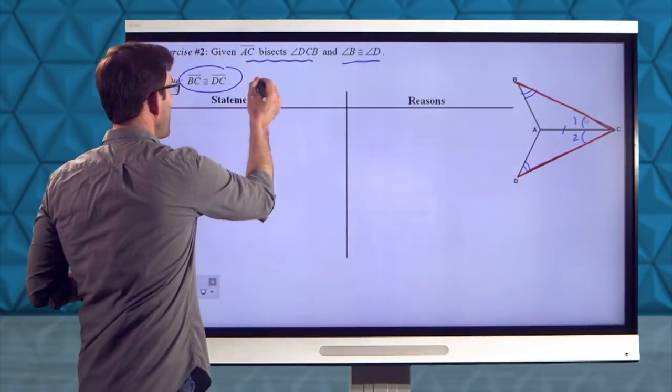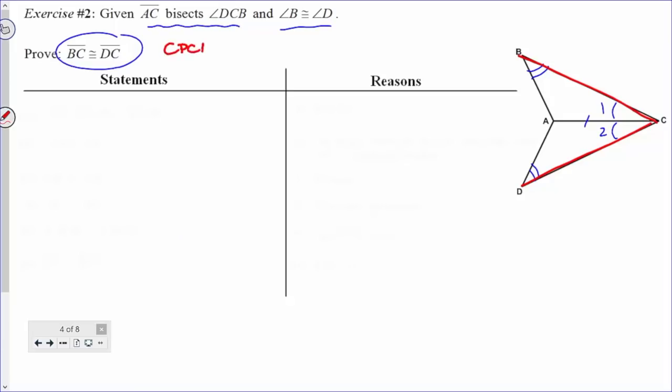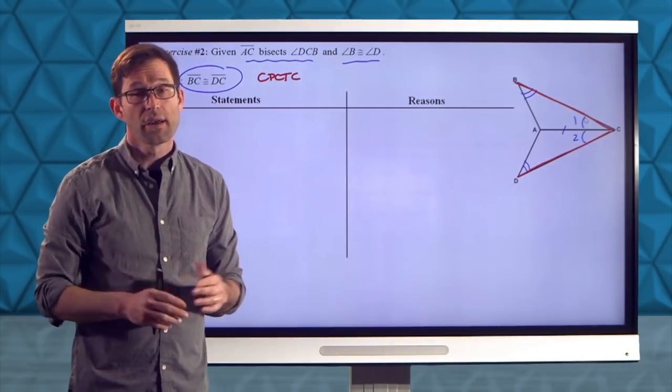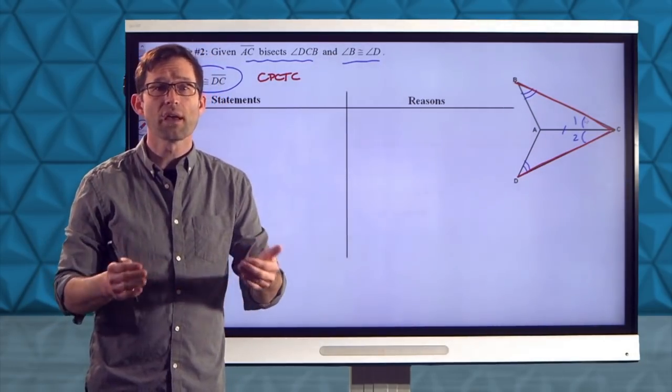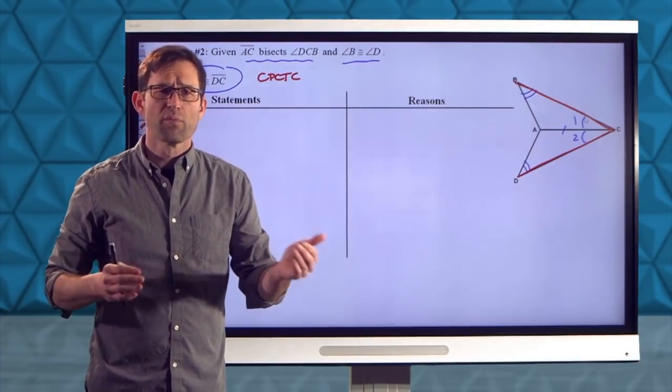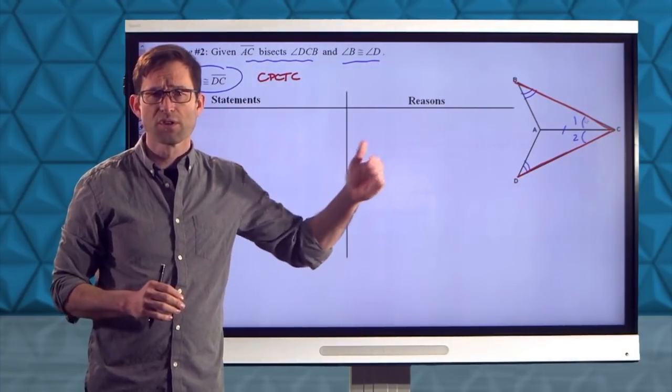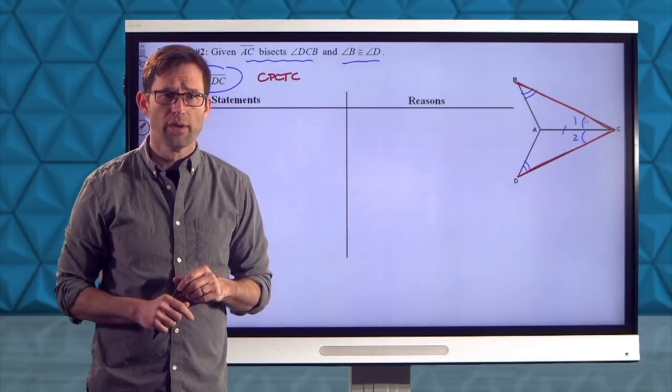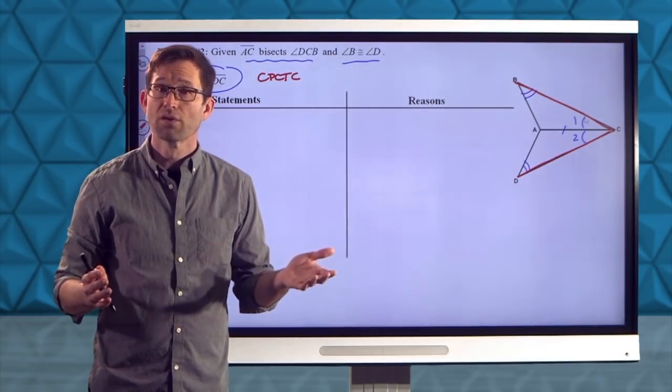Hopefully, by now, you're looking for CPCTC. You're looking for it, you're thinking about it. You're saying, oh, he's asking me to prove that two segments are congruent, so I'll probably have to prove two triangles are congruent and then use corresponding parts of congruent triangles are congruent, CPCTC. So let's go through it.